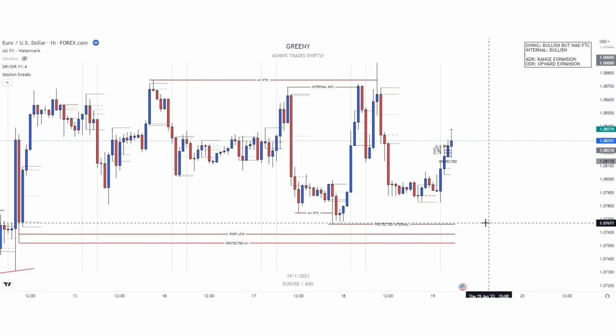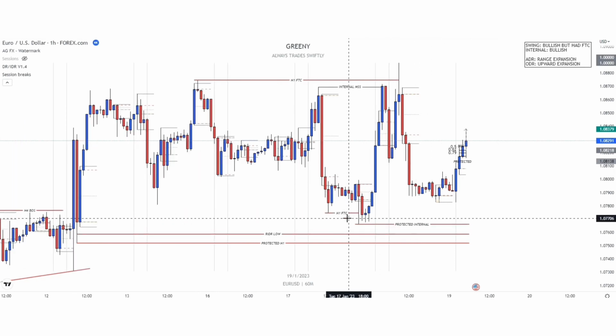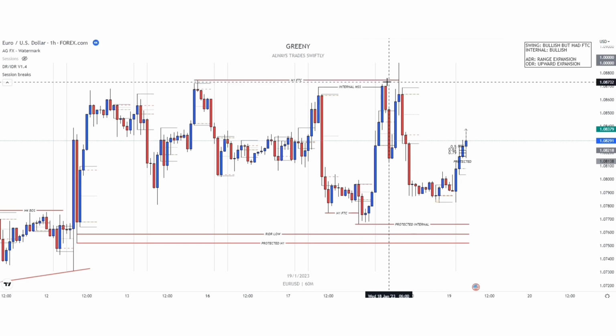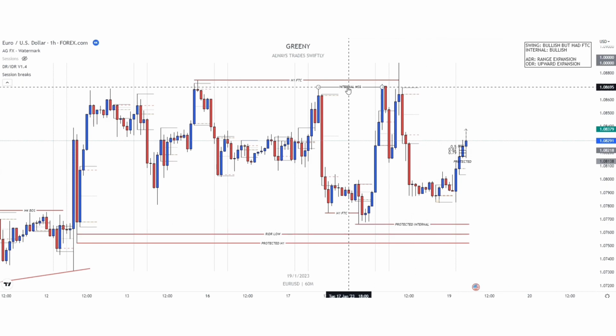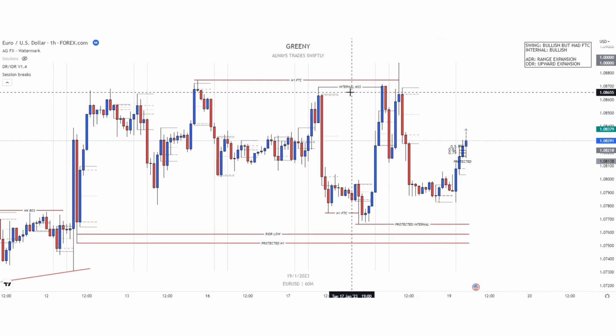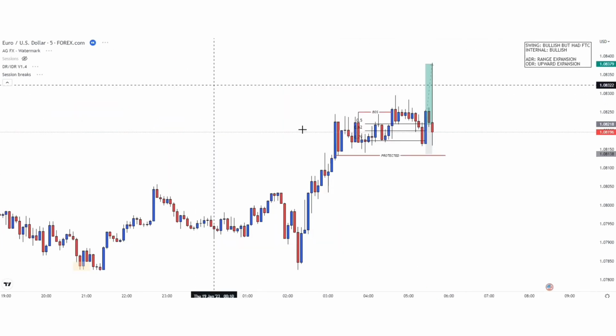So as we can see, we've got H1 failed to close on Tuesday, pushes up into Wednesday morning, didn't catch anything in here. We've got the protected internal low because we have an internal market structure shift. So pull back down the leg. Move on to the 5 minute.